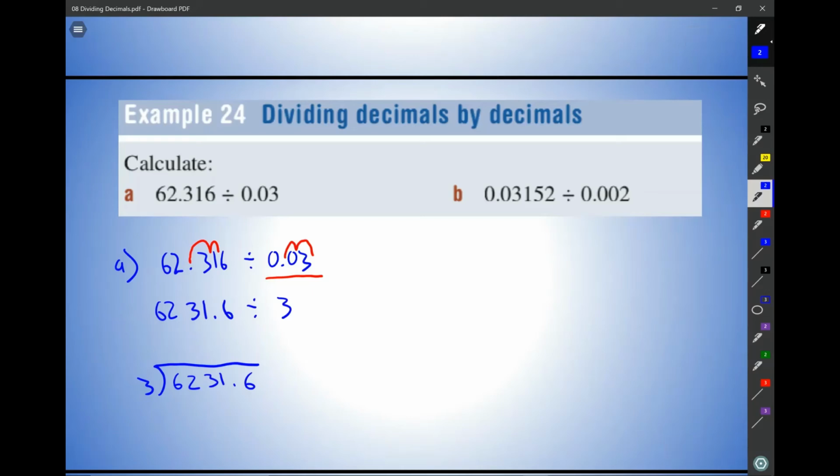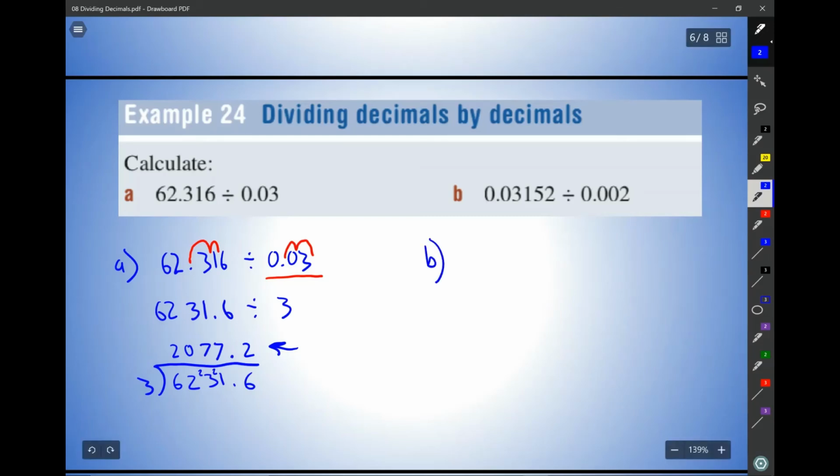Six divided by 3 is 2. 2 divided by 3 can't go. 3 divided by 23 is 7, with 2 left over. 21 divided by 3 is 7, with none left over. The decimal point is in the same spot, and 6 divided by 3 is 2. So this is the answer.